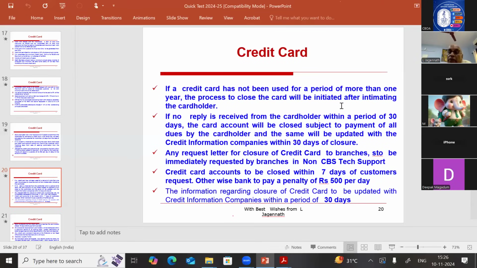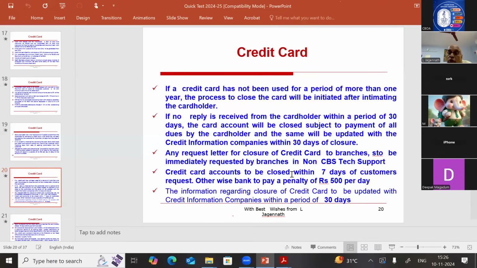So close the credit card after intimating the cardholder. If no reply is received from the cardholder within a period of 30 days, the card account will be closed, subject to payment of all dues by the cardholder, and the same will be updated with the credit information companies within 30 days of closure. Any request letter for closure of credit card to branches to be immediately forwarded by branches in non-CBS tech support. Then only, within 7 days, the bank can close. You can avoid the 500 rupees.